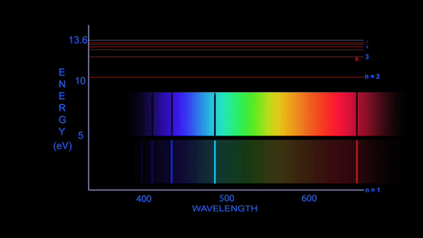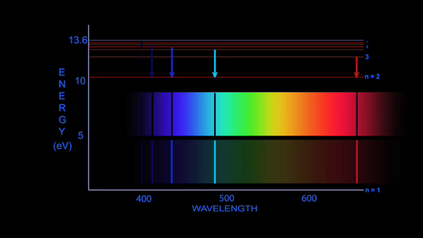When an electron jumps from the n equals 3 shell to the n equals 2 shell, red light is emitted. When an electron jumps from the n equals 4 shell to the n equals 2 shell, aqua light is emitted. When an electron jumps from the n equals 5 shell to the n equals 2 shell, blue light is emitted. When an electron jumps from the n equals 6 shell to the n equals 2 shell, violet light is emitted.